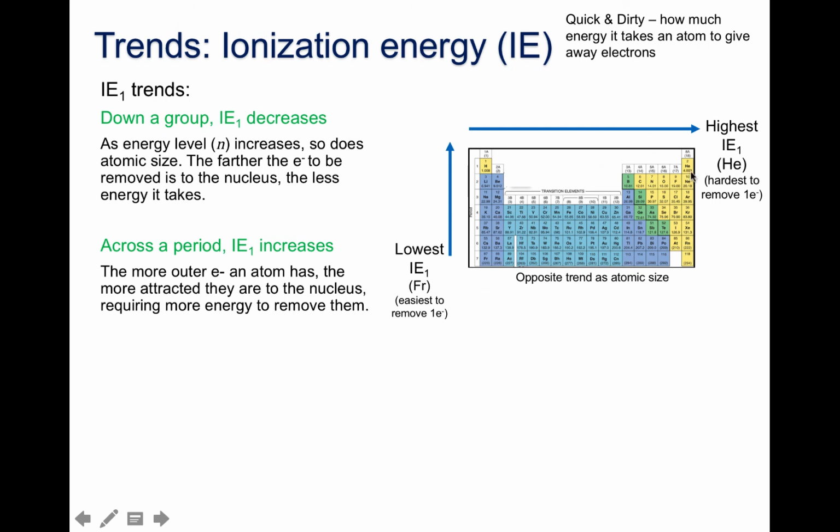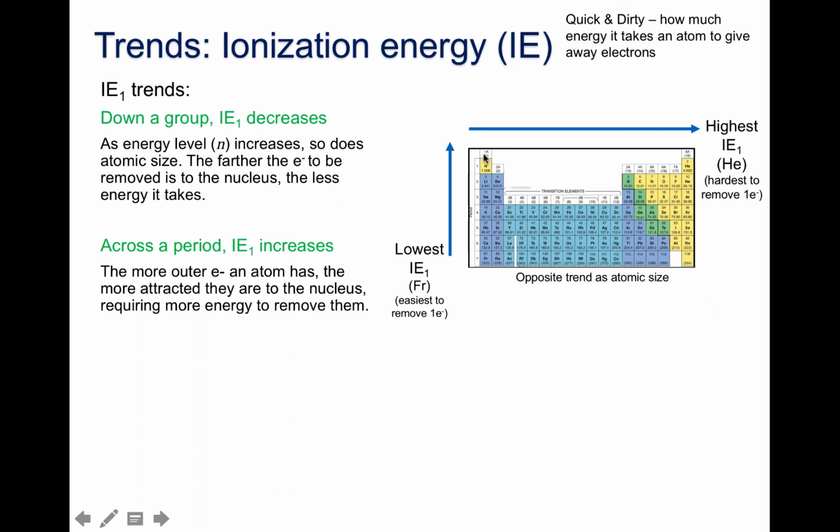With helium, helium only has 2 electrons to begin with, and they're both in the first energy level, so they're very, very close to the nucleus. And so removing an electron from helium, which has a noble gas configuration, it's already very stable, is incredibly difficult. So helium tends not to give away any electrons. And that's why these noble gases are stable. It's very difficult to remove electrons because they have high ionization energies.